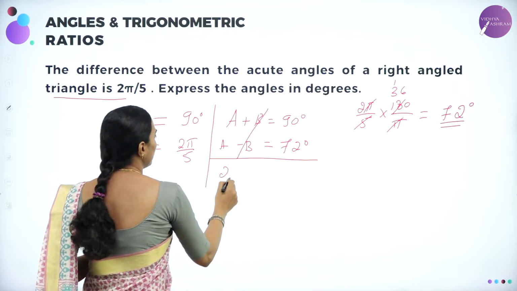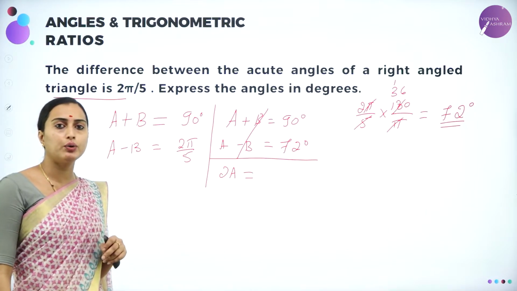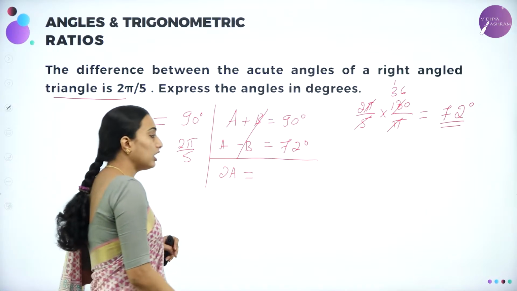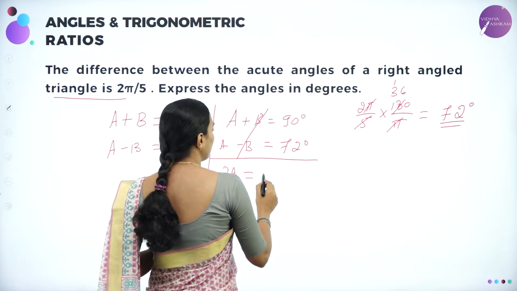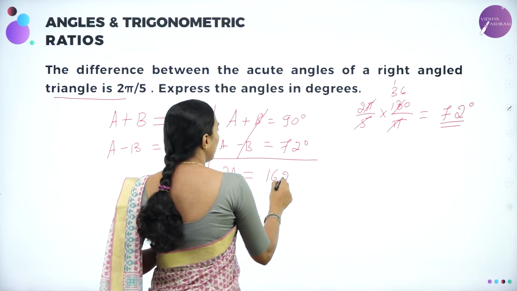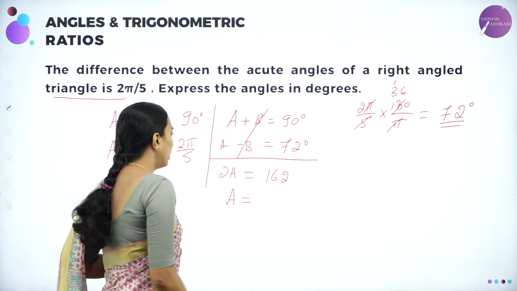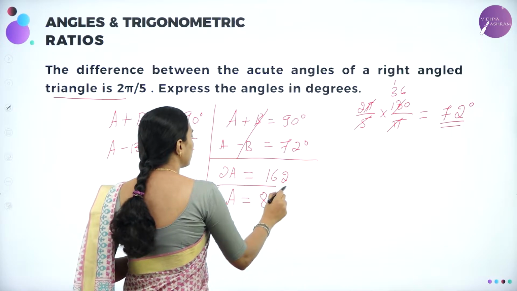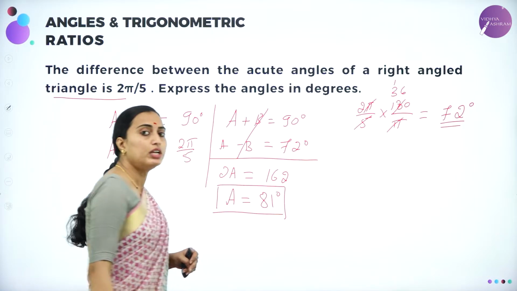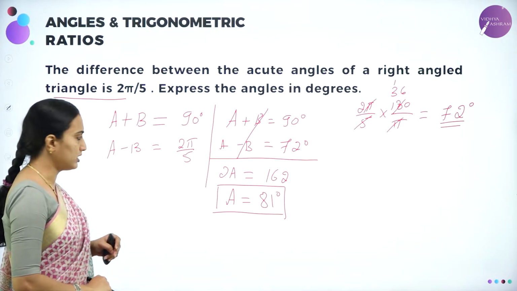A plus A is 2A, and then here 90 plus 72 you are going to have as 162, isn't it? Because 90 plus 72 is 162. Now 162 divided by 2 is nothing but what? So you are going to have 2 8s and 2 1s. So A will be equal to how much? 81 degrees. If A is equal to 81 degrees, we can find out what B is, isn't it?